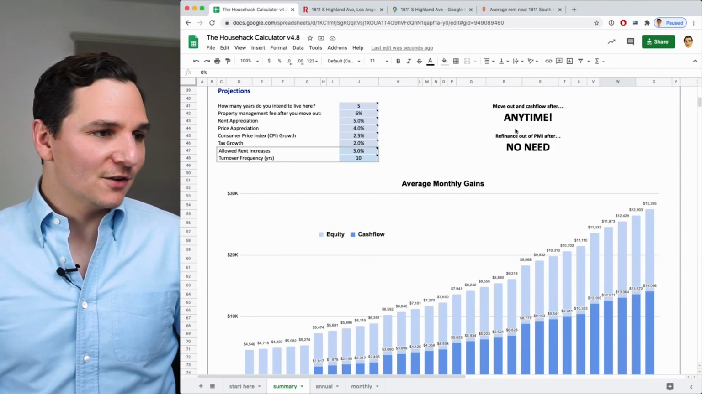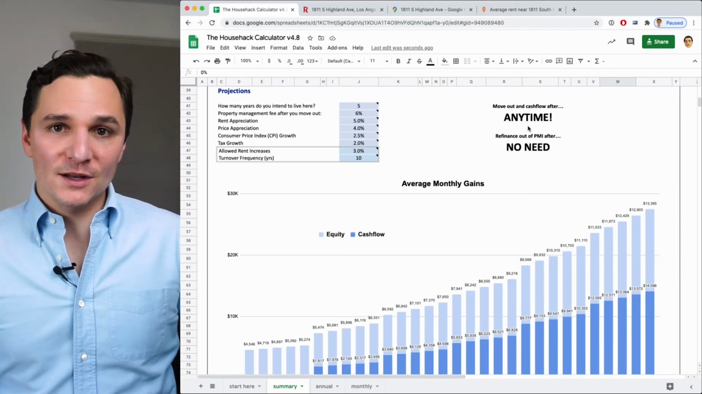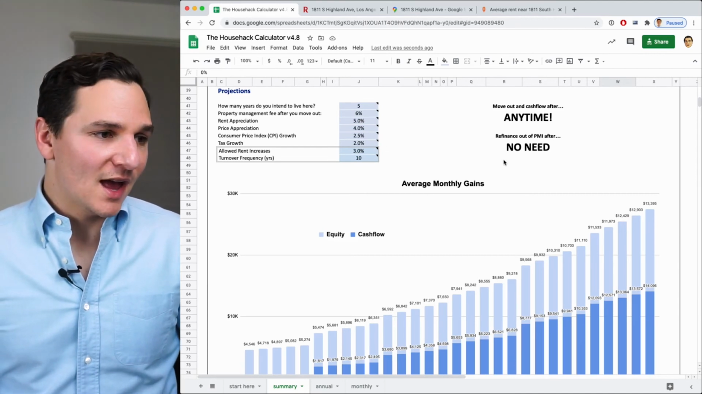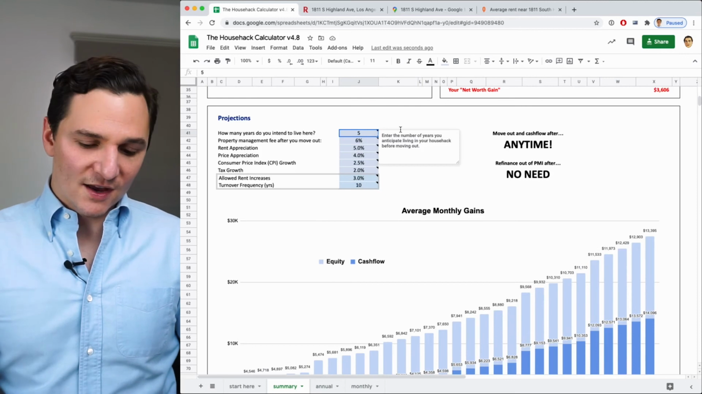You can move out and cash flow anytime you want because you're starting at such a high equity position and your mortgage payment's so low, and there's no need to refinance out of PMI. So in this scenario, let's say we move out of here after 1 year.